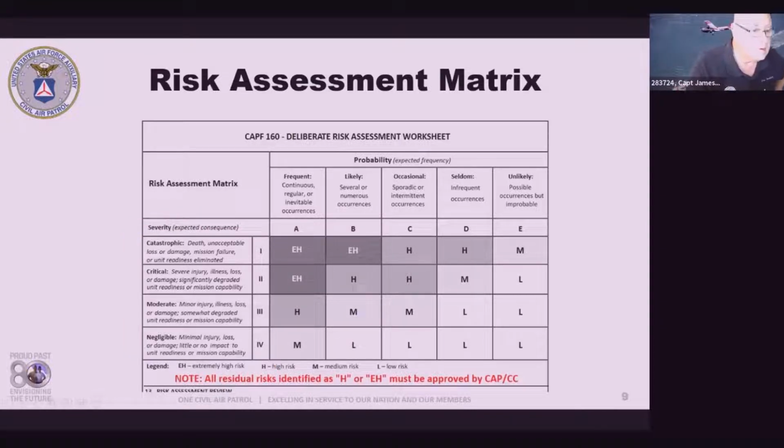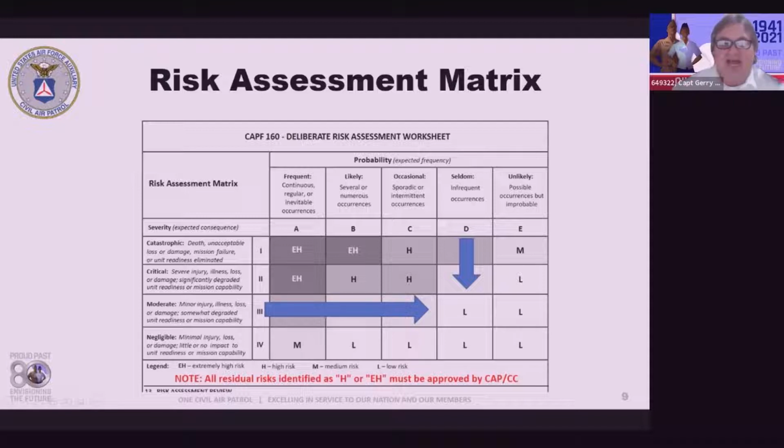So to look for a frequency or probability of occasionality when we encounter the risk, and we're going to look at the severity of moderate injury, we would find D at the top and 3 on the side, and we would find that the risk assessment is low. So if we have a frequency of seldom or infrequent occurrence with a moderate risk, we can actually put in low on the worksheet. And there's the low, L equals low risk.